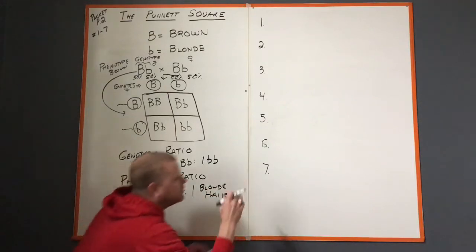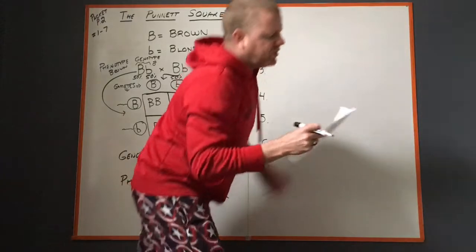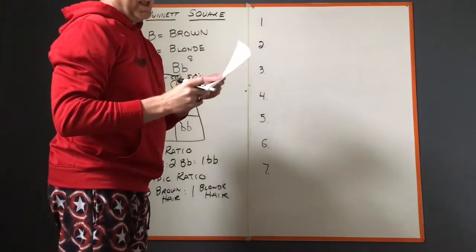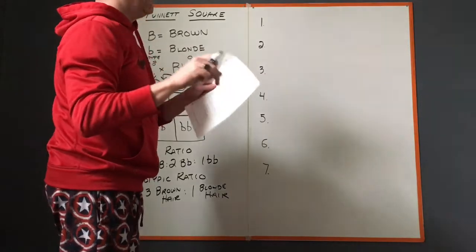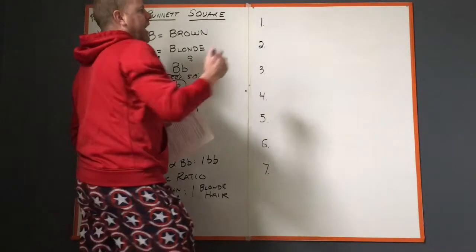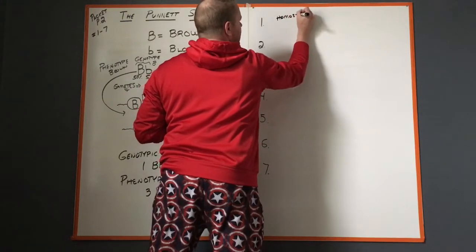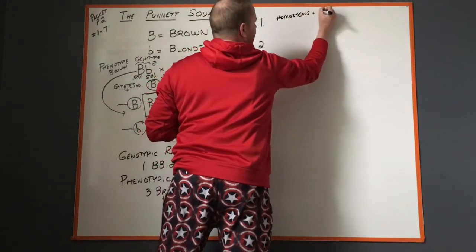Now, let's look at questions 1 through 7. Question number 1 says this. What are the chances of the offspring being homozygous brown-haired? So homozygous equals 2 alleles that are the same.